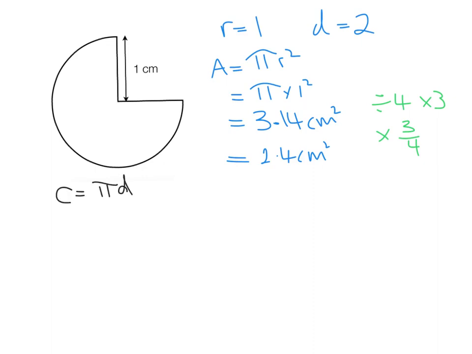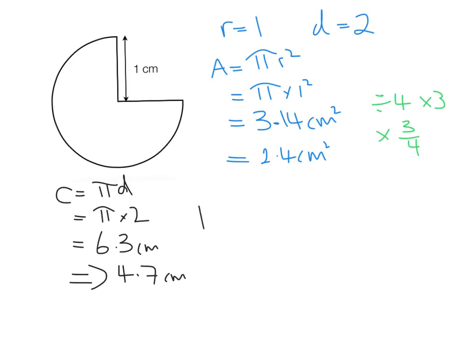Okay, to find the perimeter, I'm going to use c equals pi d. So the diameter in this case is 2. That is 6.3 centimeters. Okay, and again, because it is 3/4 of a circle, I can either divide by 4 times by 3 or times by 3/4. And whenever I do that, I get an answer of 4.7.